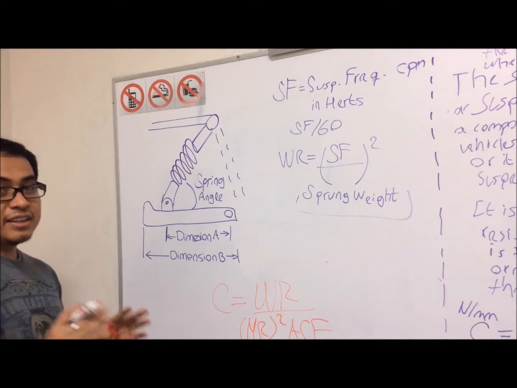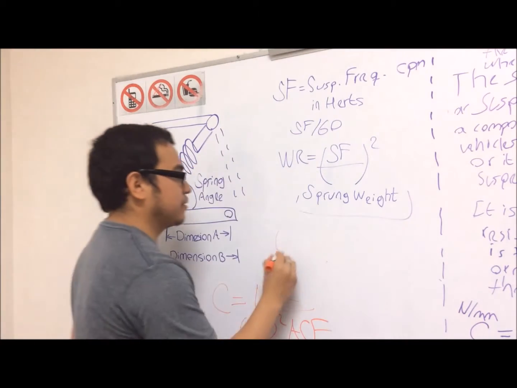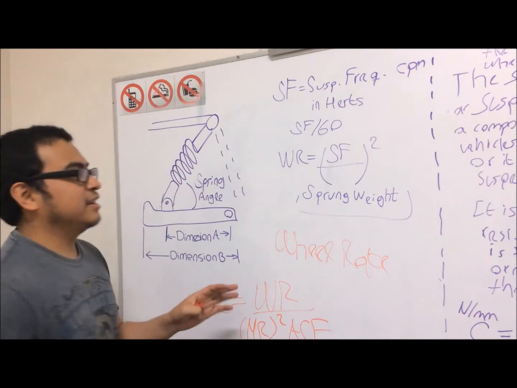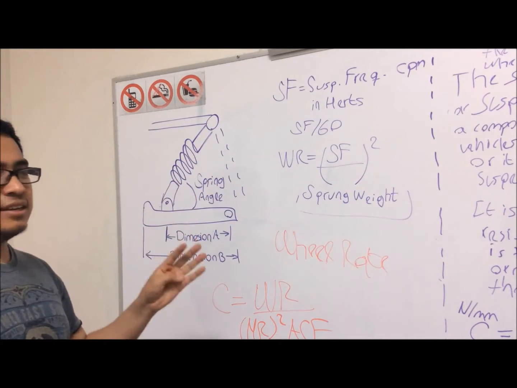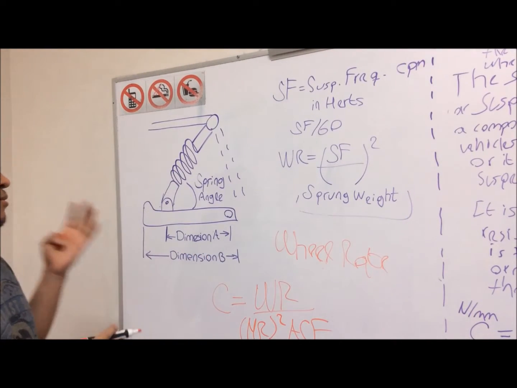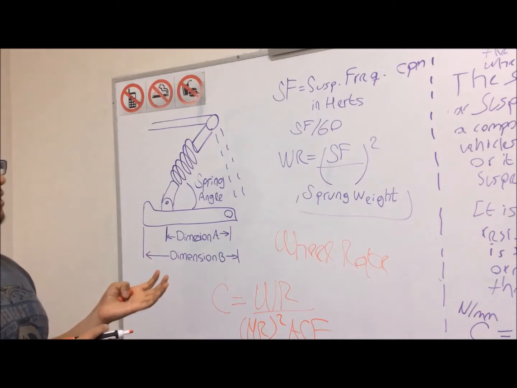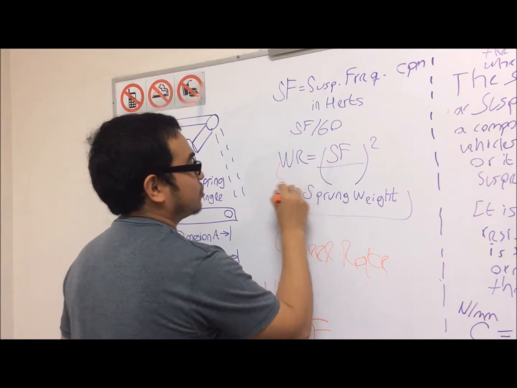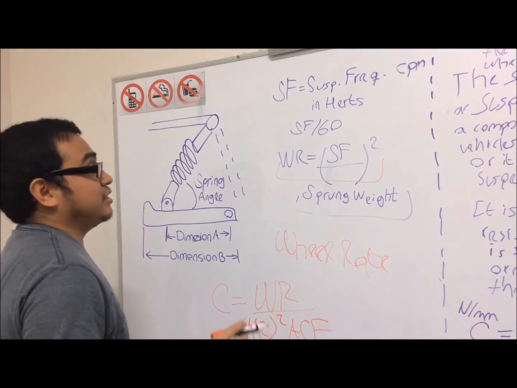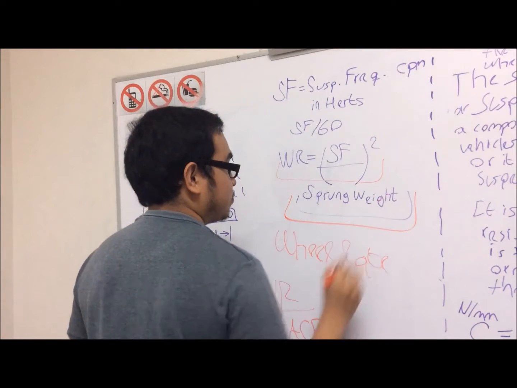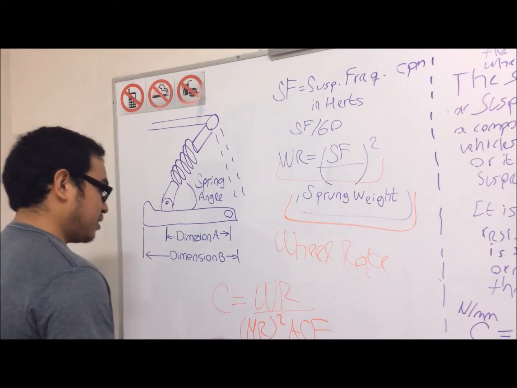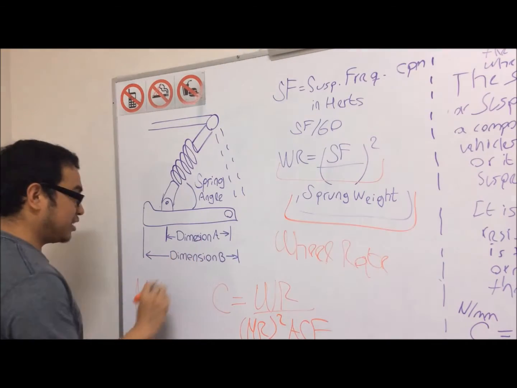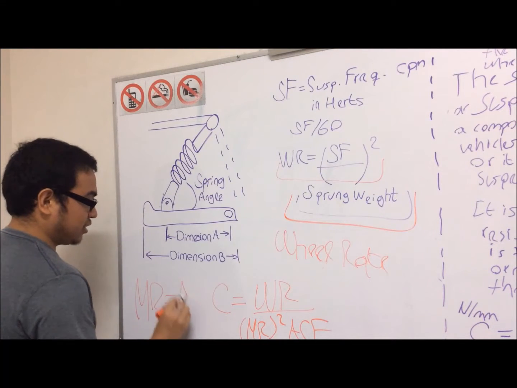Well, first, the wheel rate is another concept. The wheel rate is actually the effective spring rate when measured at the wheel. So, how do we calculate it? We calculate the wheel rate with the next equation: the suspension frequency in hertz squared, multiplied by the sprung weight. The motion ratio is calculated with the dimensions of the suspension, so dimension A divided by dimension B.